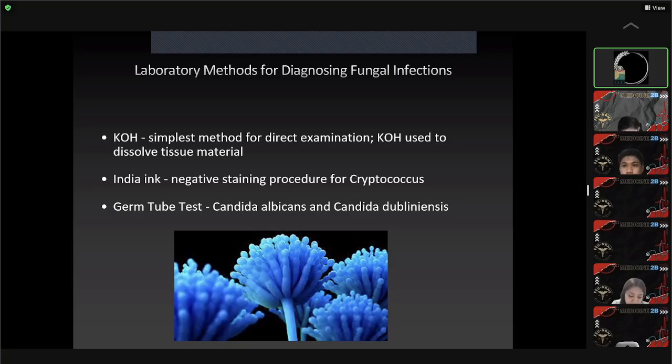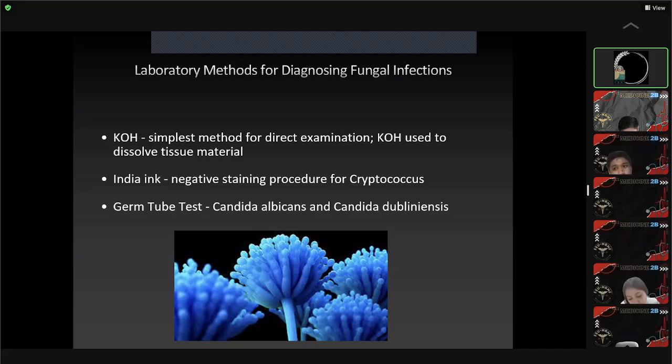India ink, on the other hand, is a negative staining. It does not stain the fungi, but rather it colors the background black. This was already discussed in your microbiology, or you're not having microbiology yet, that's next STEM. So it colors the background black, and the fungi with their capsules will not be covered by the India ink, so that will look like halos. That is specific to Cryptococcus. So you use this in CSF specimens.